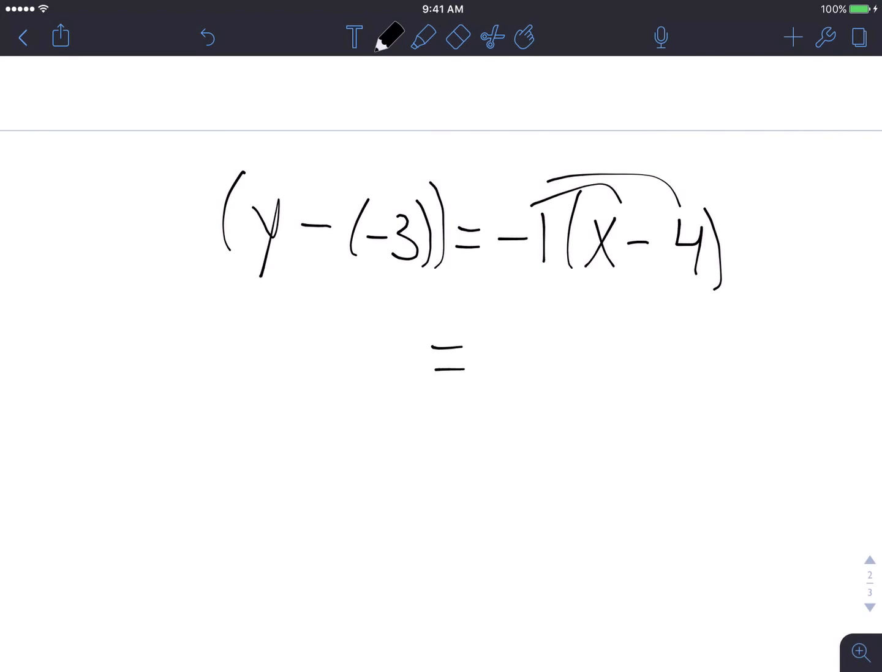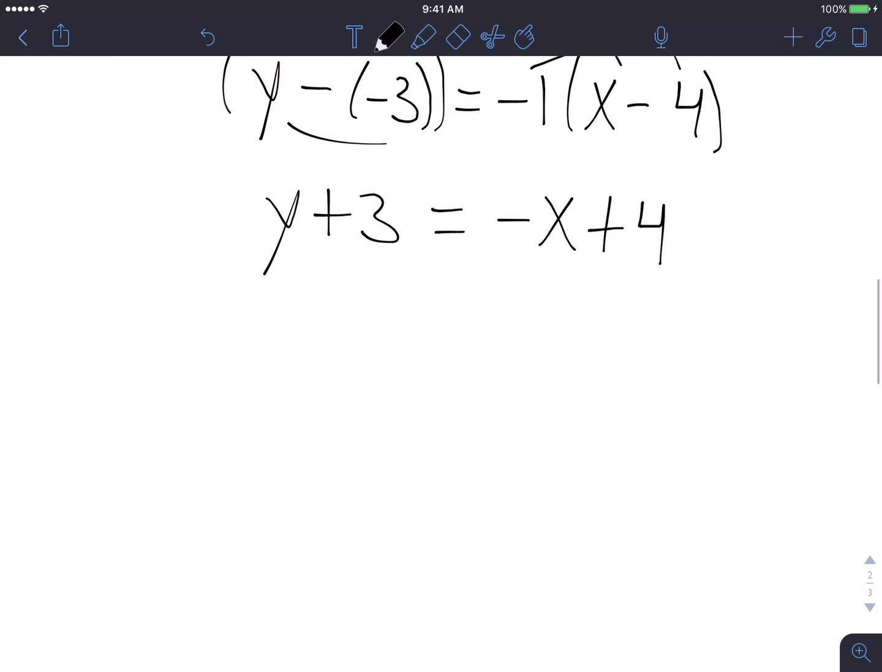And you're going to get negative x. Negative 1 times negative 4 is positive 4. And let's clean this mess up here. Negative and a negative is a positive. So you're going to have y plus 3. Okay? And now let's go ahead and subtract 3 from both sides. And you're going to be left with y equals negative x plus 1. And this is our equation.